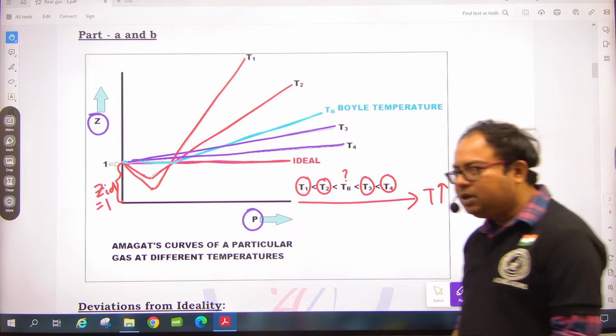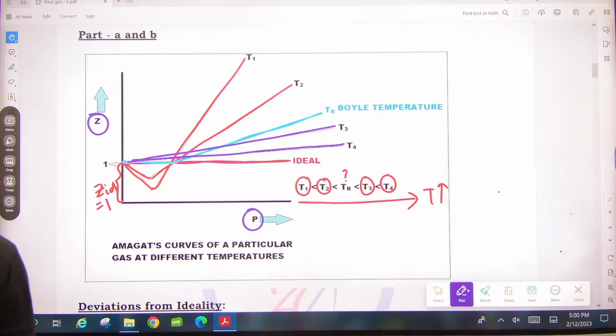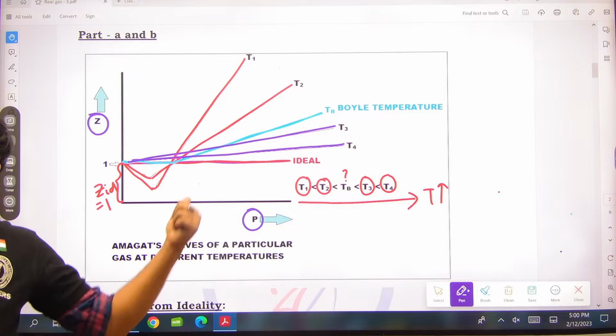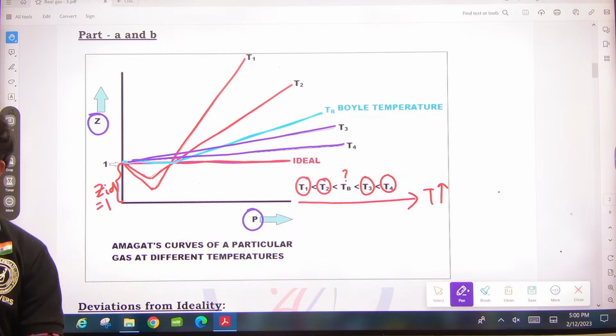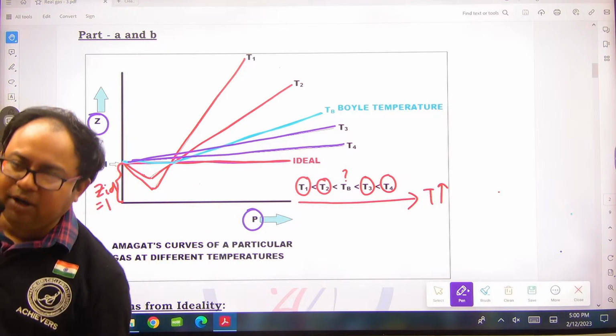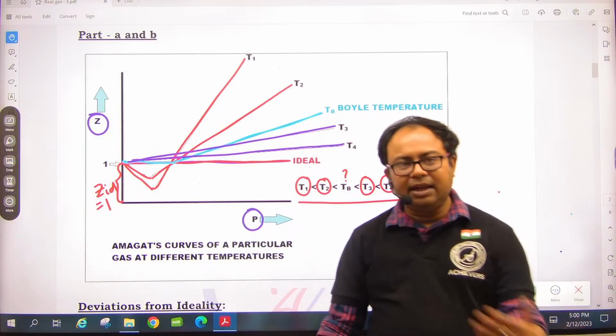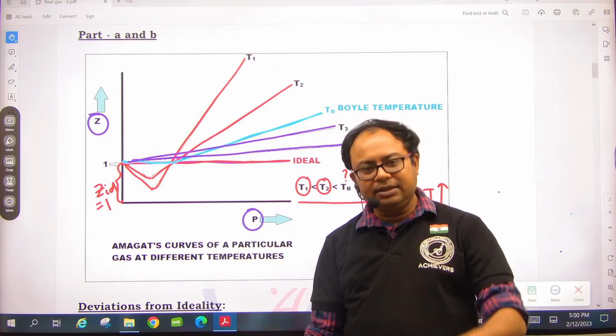So what is our observation? At the lowest temperature, you have the highest downward movement and the highest upward movement. As you gradually increase the temperature, the intensity of downward movement decreases and the intensity of upward movement decreases. Eventually when you reach TB, you don't have any downward movement, you just have the upward movement. And if you go beyond TB, you don't have any downward movement, you just have upward movement, but the intensity is lowered.